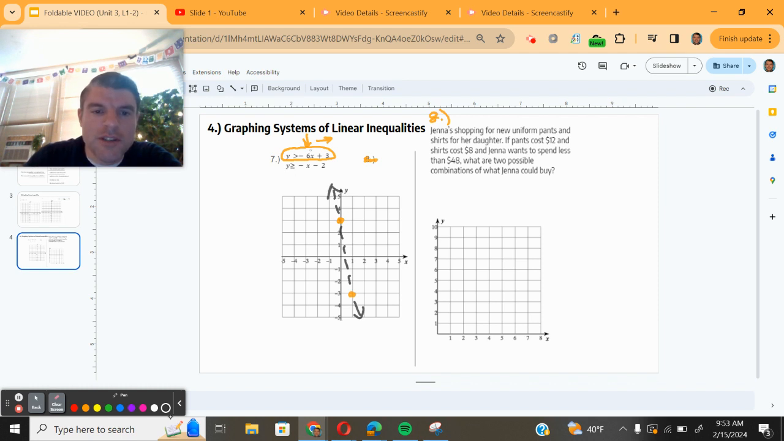I'm going to use a test solution of 0, comma 0. So if I put a 0 in here and I put a 0 in here, I'm going to get 3. Is 0 greater than 3? No. So I can't shade on that side. I'm going to shade on this side.